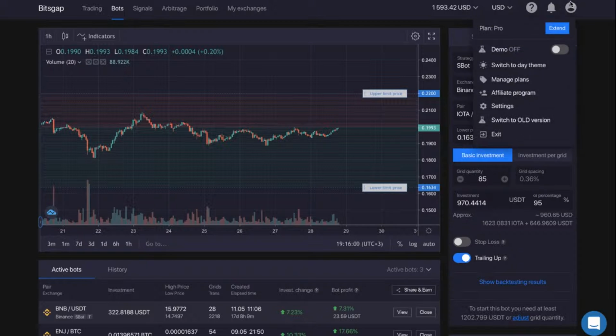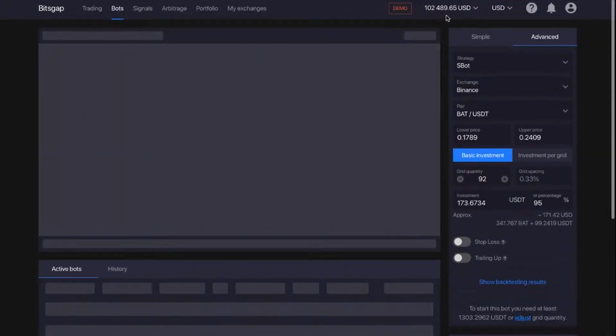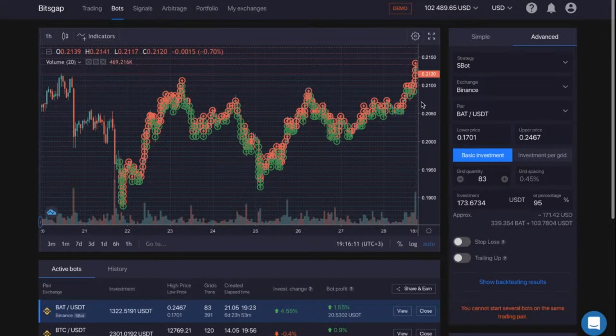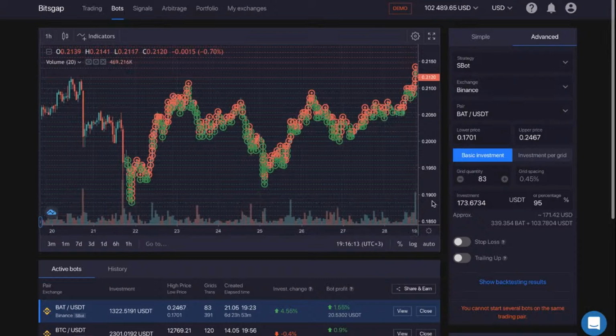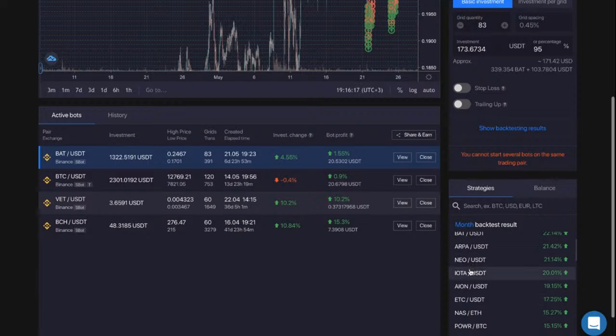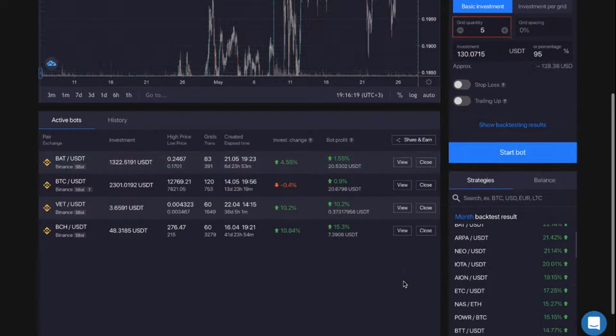And actually I'm going to use demo mode, my absolutely risk-free account, on which I have $100,000. And here I'm going to test. So let's once again switch to IOTA to USDT.